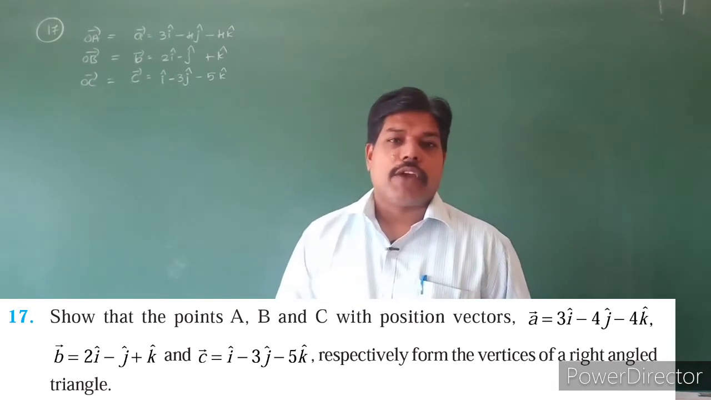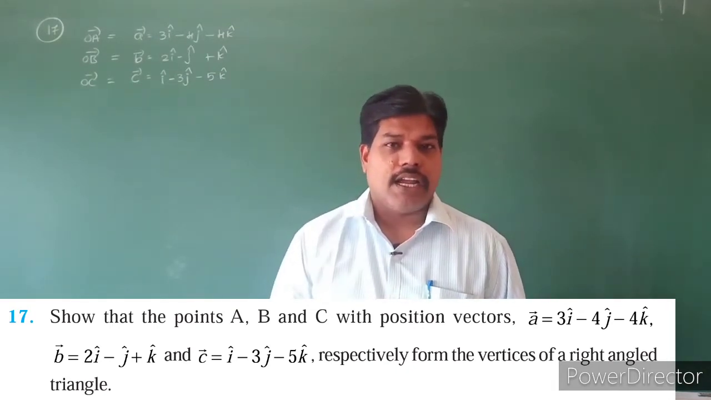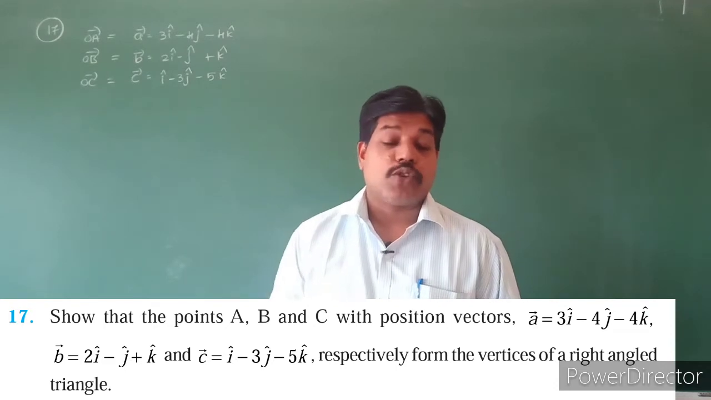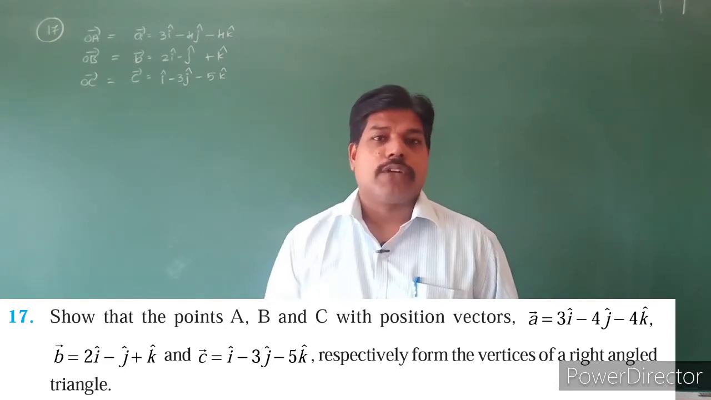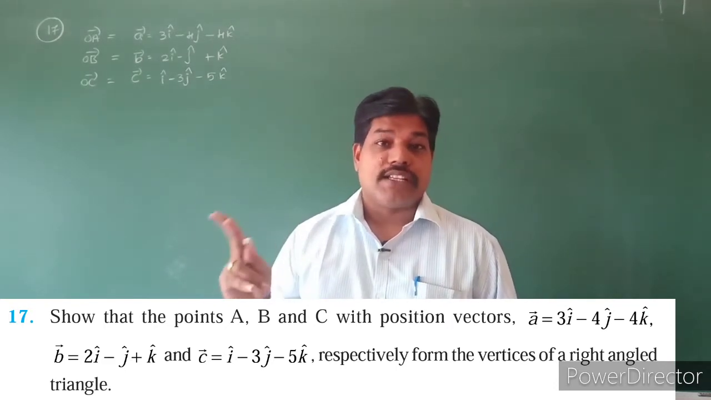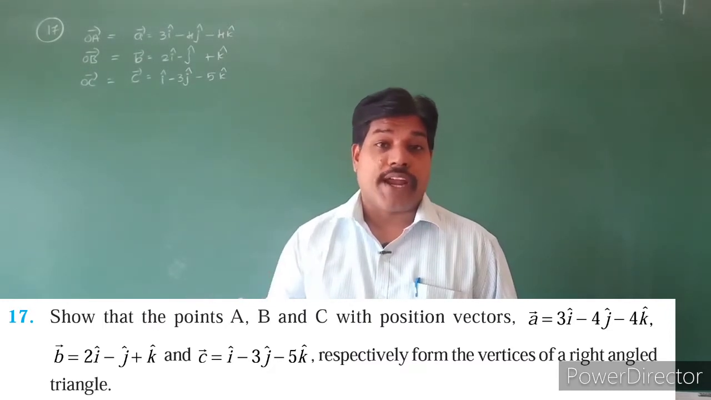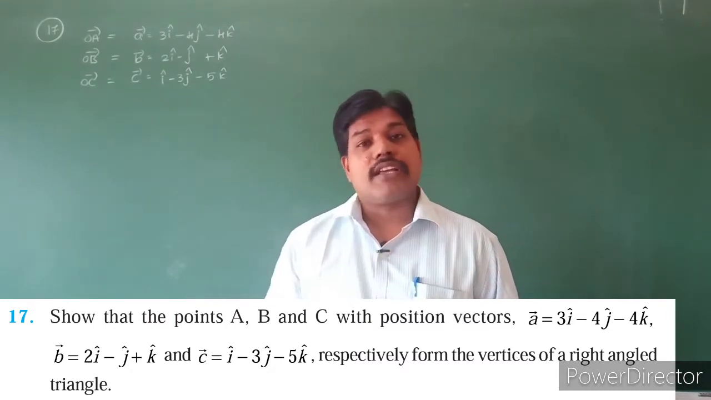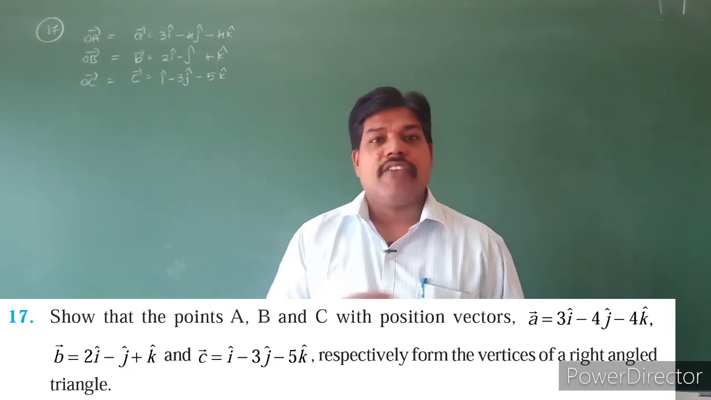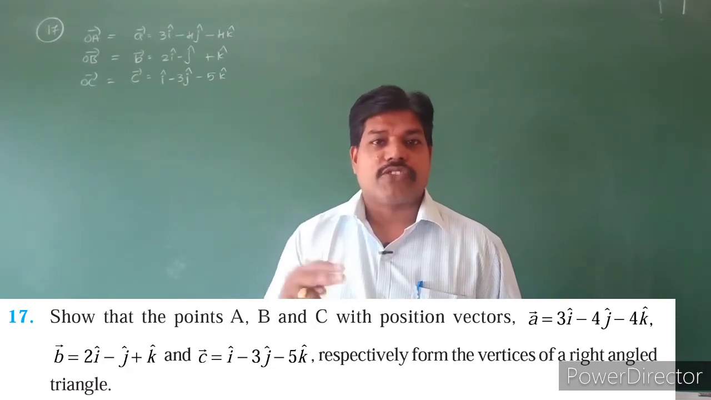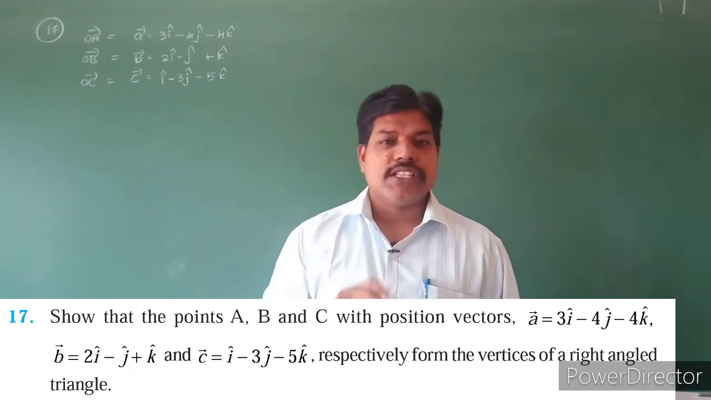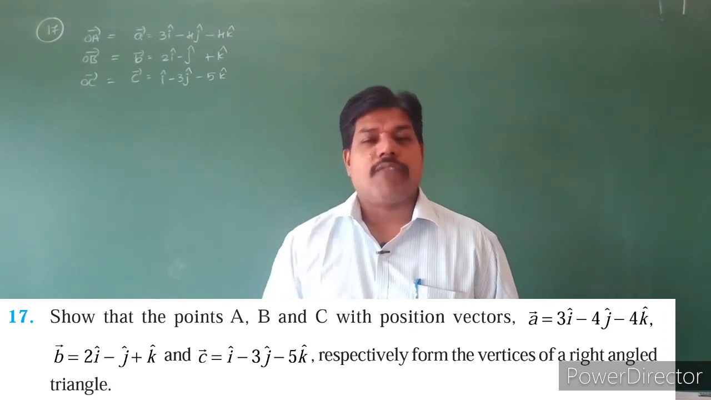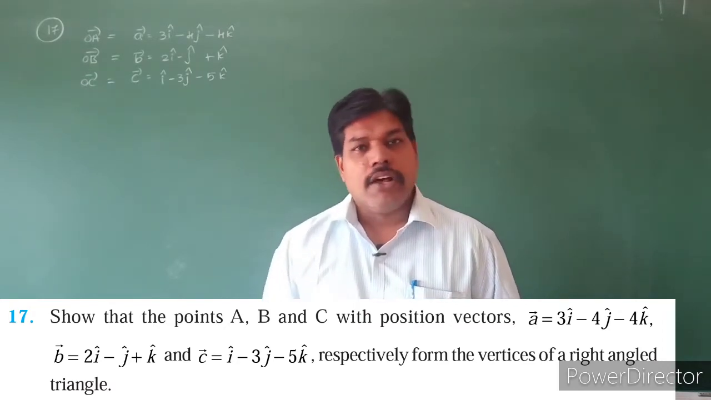How can you prove that? To show that a triangle is a right angle triangle, you have to show that one angle is a right angle. So we have to take that the sum of the squares of two sides is equal to the square of the third side. Then we can say that the given triangle is a right angle triangle.